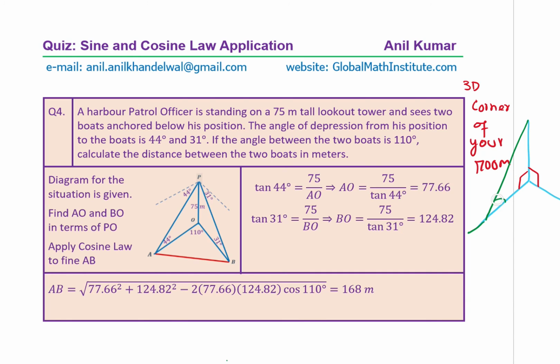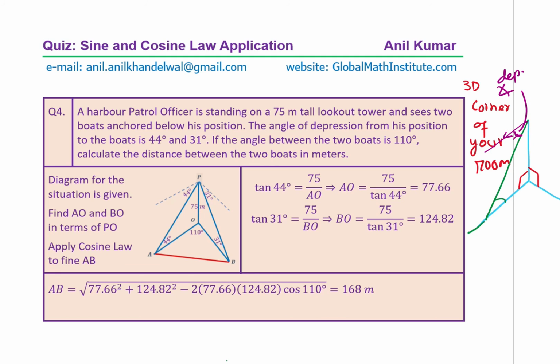Correct. However, we are given the angle of depression. So when you are given the angle of depression from this particular position, a line parallel to the base. So this is one side of the floor, for example, or the ground. We have to draw like this, and this is the angle of depression. So this is the angle of depression. Is that clear to you?